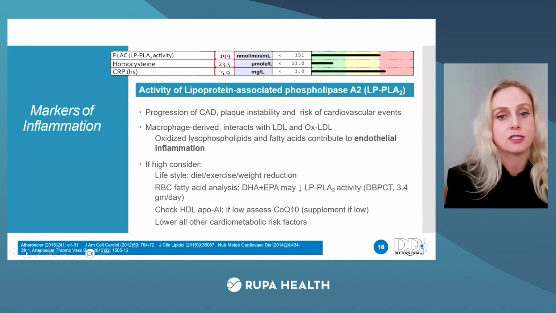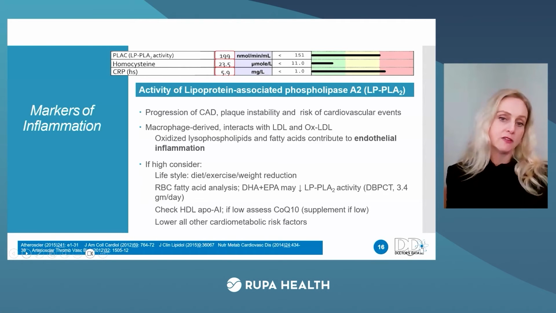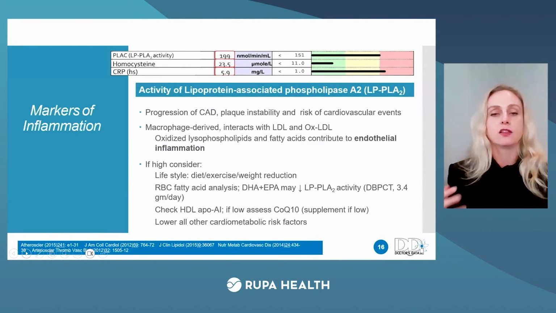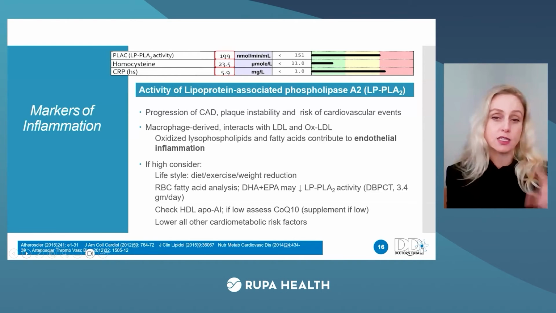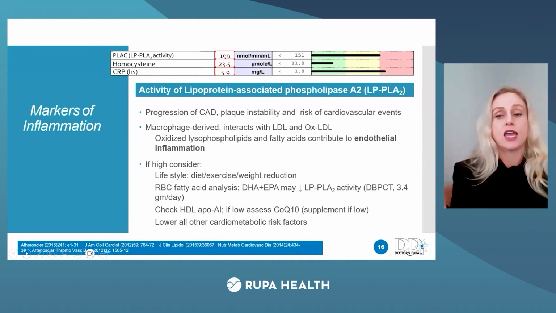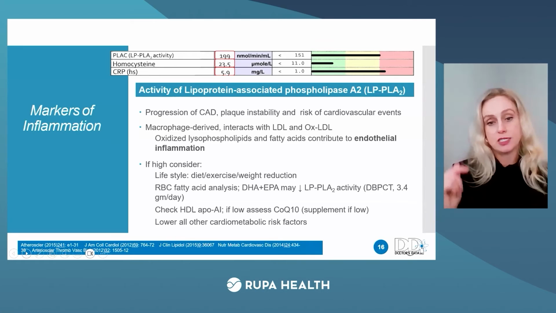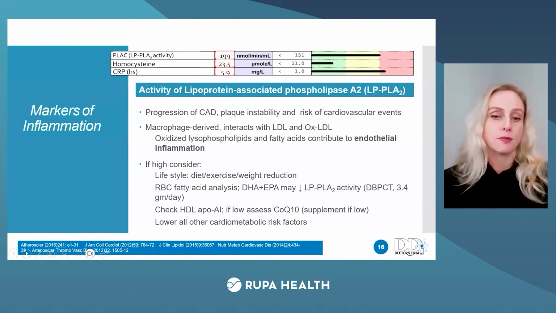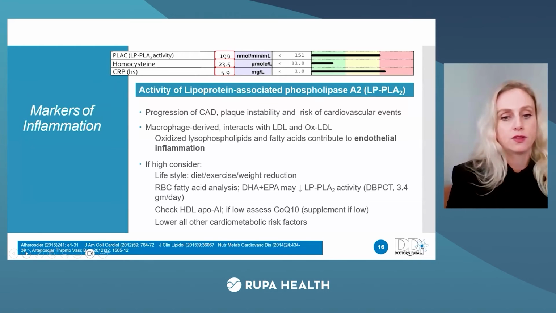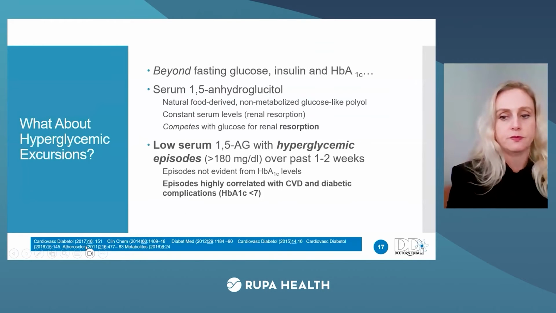So that's significant. If this is high in individuals, you want to talk about, again, the lifestyle considerations, diet, exercise, weight reduction. You want to look at our red blood cell fatty acid analysis, see if they have enough DHA and EPA, because that will help to decrease this marker. Check their HDL, consider CoQ10 supplementation, and then lower those other factors.